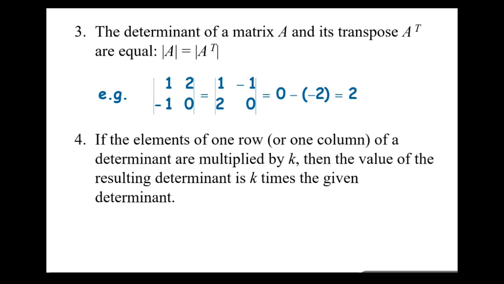The fourth property: if the elements of one row or one column of a determinant are multiplied by k, then the value of the resulting determinant is k times the given determinant. So here, in the second row, we can see that the second row is 4 multiplied by -1, 1.